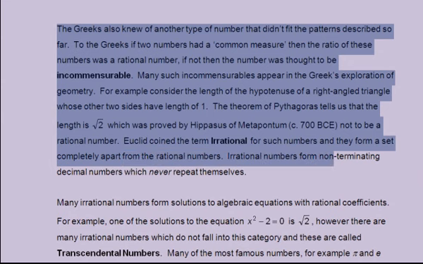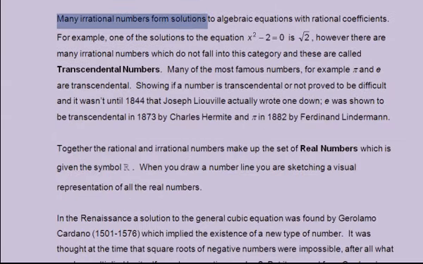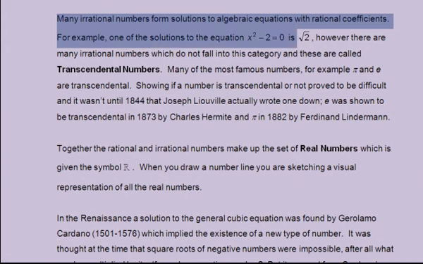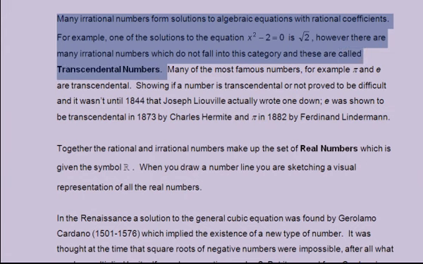Irrational numbers form non-terminating decimal numbers which never repeat themselves. Many irrational numbers form solutions to algebraic equations with rational coefficients. For example, one of the solutions to the equation x squared minus 2 equals 0 is the square root of 2. However, there are many irrational numbers which do not fall into this category, and these are called transcendental numbers.